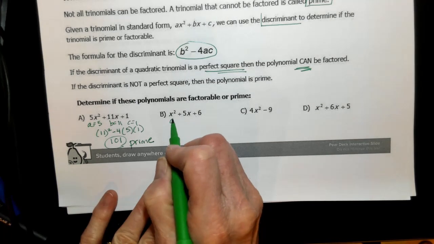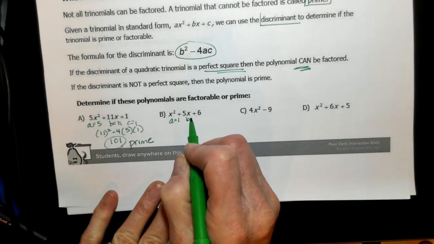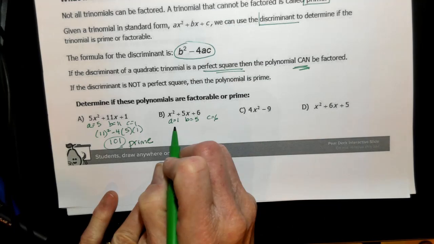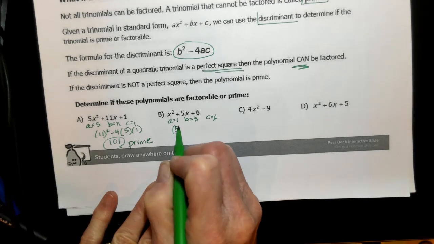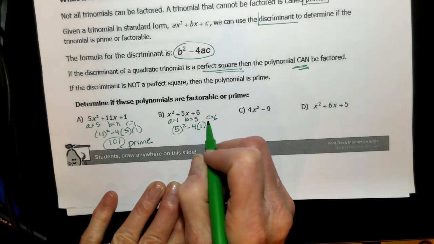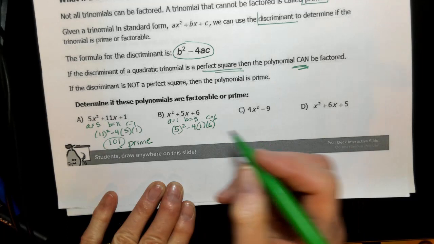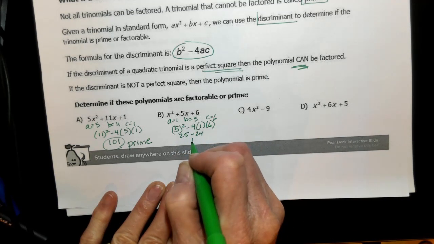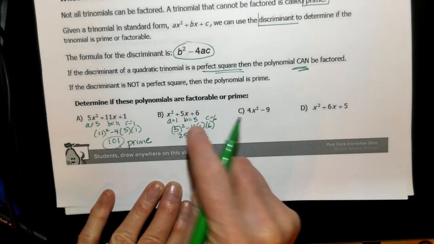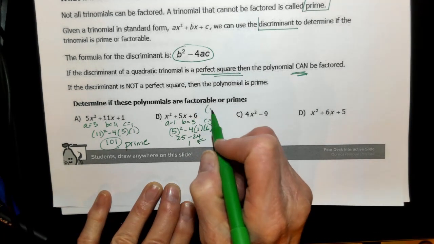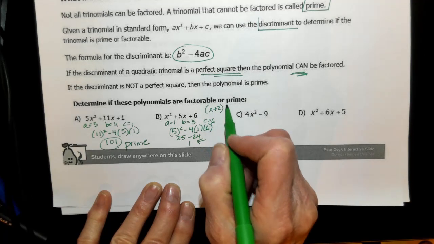So here, a is 1, b is 5, c is 6, so it's b squared minus 4 times a times c, and then we get 25 minus 24, this is interesting, and we get a 1. And you can factor that. Okay, the factors of 6 that add to 5 are 2 and 3.